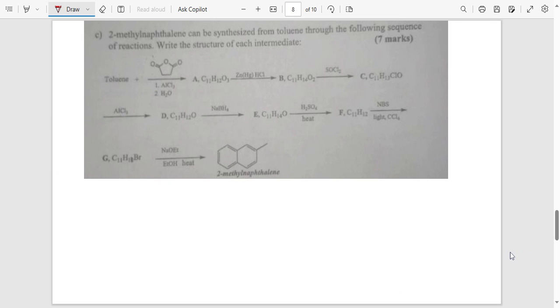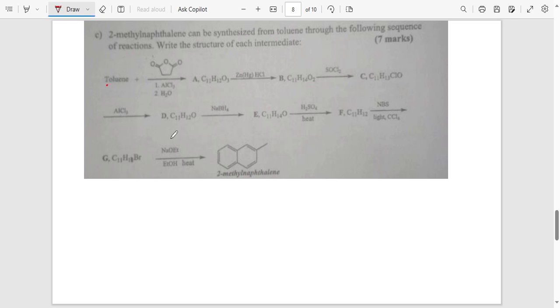We have got this one now. This is an interesting question. It's not there in the tutorial sheet, but you need to apply information. 2-methyl naphthalene can be synthesized from toluene through the following sequence of reactions. Write the structure of each intermediate. So just starting from the first one, if you just fail to write the structure for toluene, you are going to continue going on and on and on, and you might not just be able to write the final product.